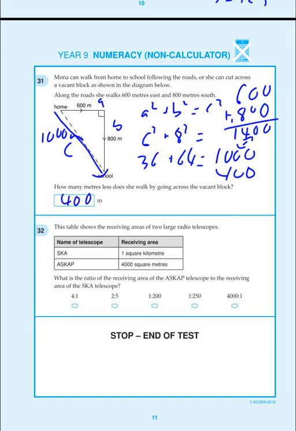Last one. The table shows the receiving areas of 2 large radio telescopes. What is the ratio of the receiving area of the ASKAP compared to the receiving area of the SKA? So one of them is 1 square kilometer, which means you've got 1,000 meters by 1 meter. Very skinny little rectangle there. And then the other one is 4,000 square meters.